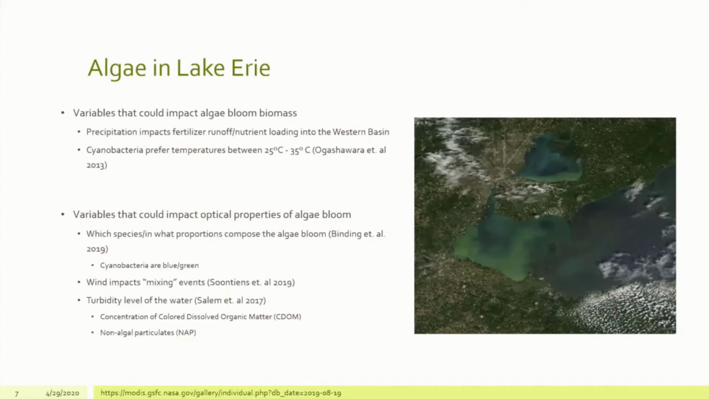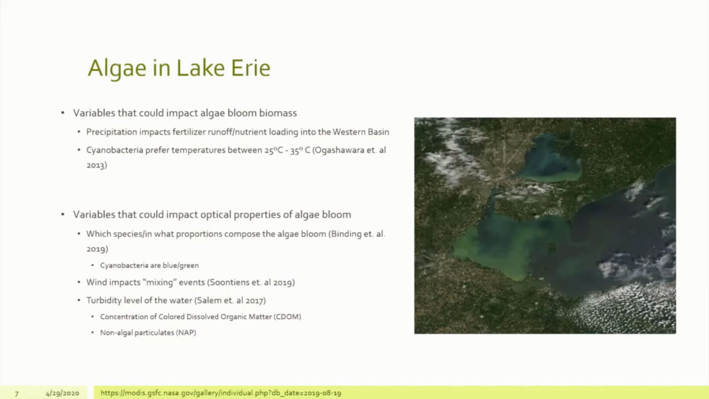One is the climate data could directly impact the algae biomass, either because the precipitation, especially in the spring, might increase the amount of nutrients that get loaded into the Western Basin from fertilizer or that kind of thing. And then second of all, because of the temperature range and how that impacts how quickly the algae grows. And I said cyanobacteria specifically here just because that's the type of algae that we're most interested in since it's associated with the toxins.